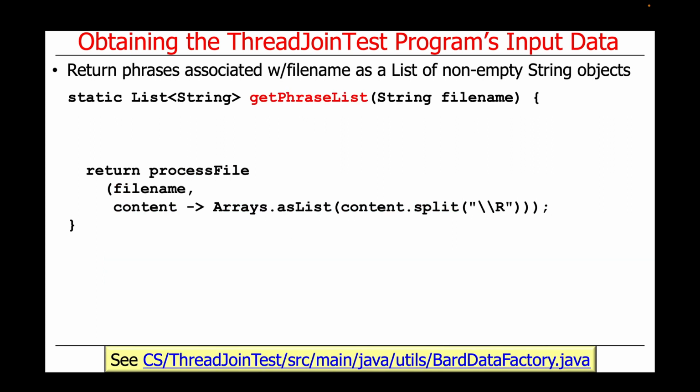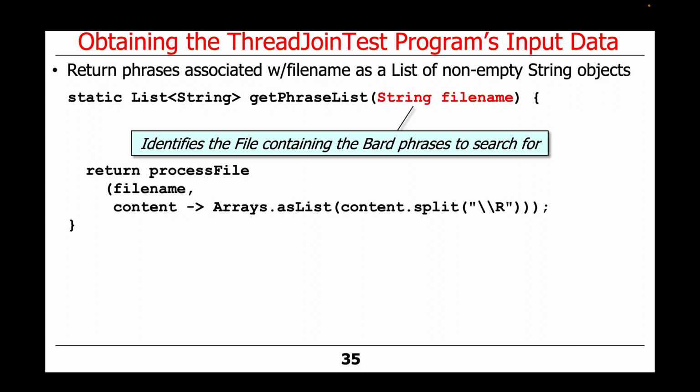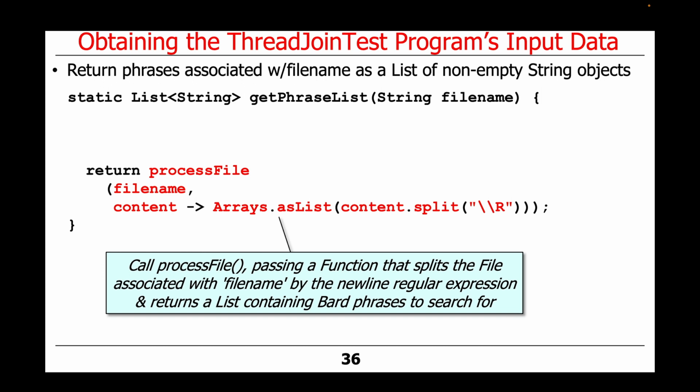The last method implementation in the BardDataFactory that we'll walk through is the getPhraseList method, which returns phrases associated with a file name as a list of non-empty string objects. The file name parameter passed to this method identifies the file containing the bard phrases to search for. As with the getInput method implementation we just looked at, getPhraseList also calls the processFile helper method.